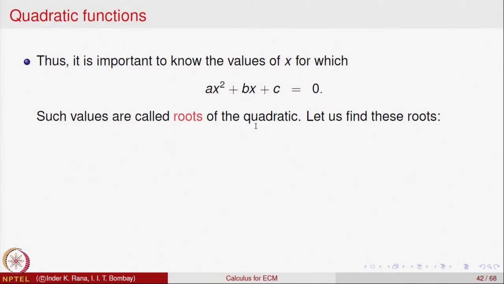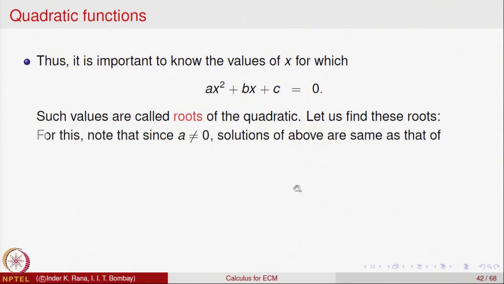So, our next aim is, given a quadratic equation, that means given the coefficients a, b and c, to find the values of x for which this equation will be satisfied. To solve this, let us proceed as follows. Since this is a quadratic equation, a is not equal to 0, so we can divide by a. Let us divide by a and we get the equation x² + (b/a)x + c/a = 0.